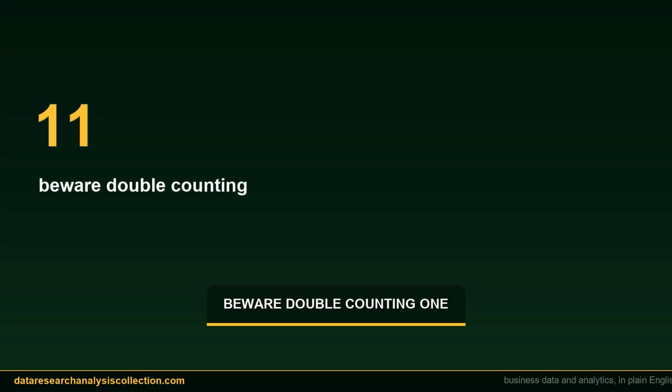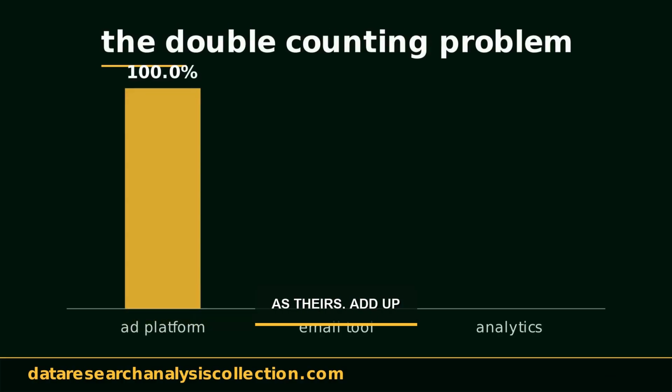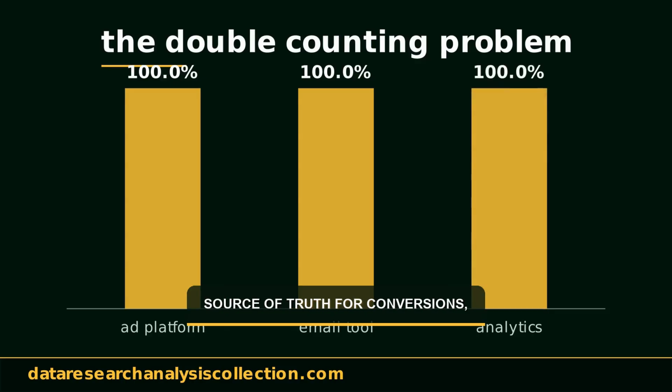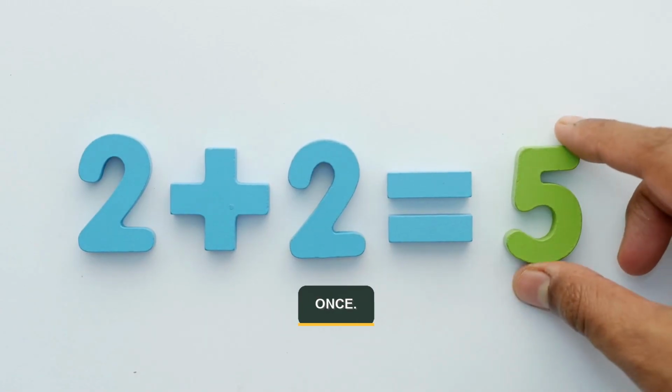Beware double counting, one trap to watch as you add channels and tools. Each platform loves to claim credit for the same sale, so your ad tool, your email tool, and your analytics can each report the conversion as theirs. Add up what every channel claims, and you will find you apparently sold your product 2 or 3 times over. This double counting makes every channel look more effective than it is. A single consistent source of truth for conversions, even a rough one, keeps you from funding channels based on credit they all claimed at once.